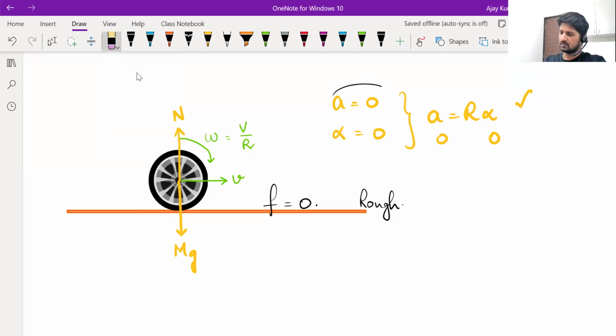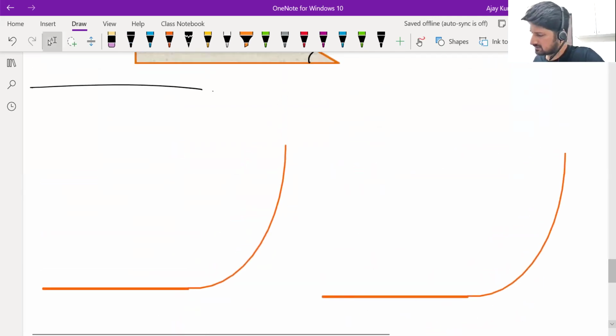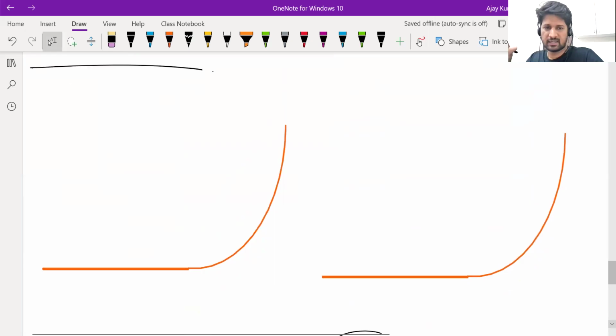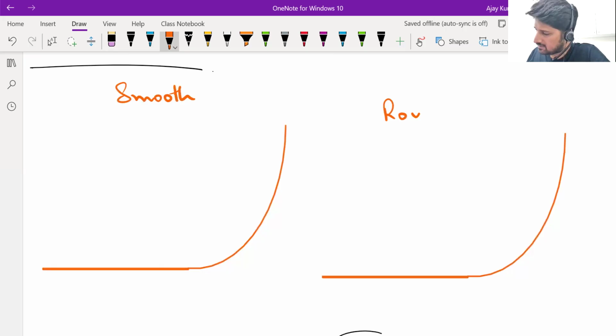Okay. Now let's discuss that situation. Suppose there are two tracks like this. Up to certain distance, the tracks are horizontal. After that, they curve in the upward direction. One is a smooth track, smooth everywhere. The other is a rough track, rough everywhere.